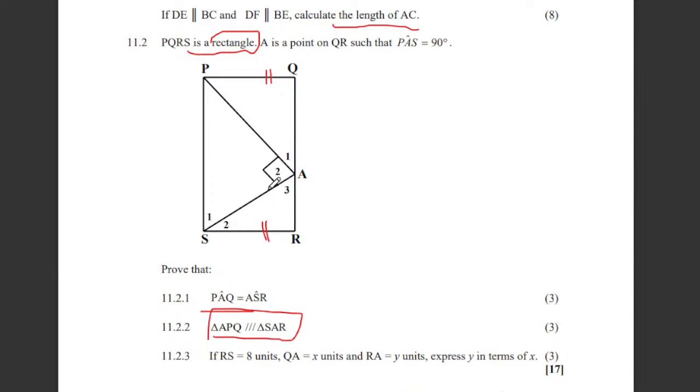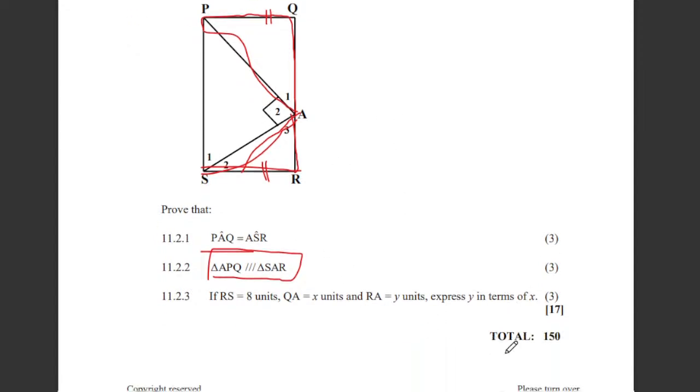So look for the basics. The triangles that they're talking about are APQ. Okay, this triangle. And then which one? AR. Okay, so this one. You just need to prove that those two triangles are similar.